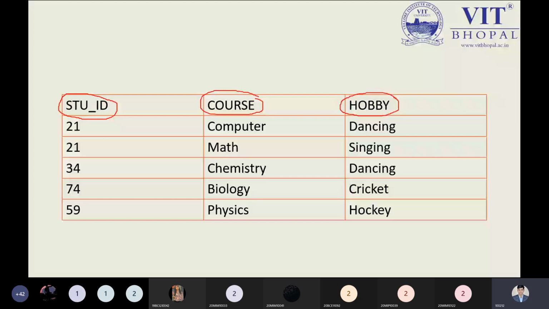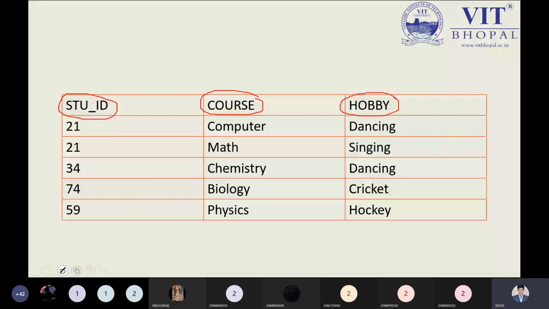In the student relation, a student with student ID 20 contains two courses, which are math and computers. You can also observe in our table two hobbies. What are the hobbies? Dancing and singing. So there is a multi-value dependency on the student ID, which leads to unnecessary repetition of the data. Let me highlight the term.